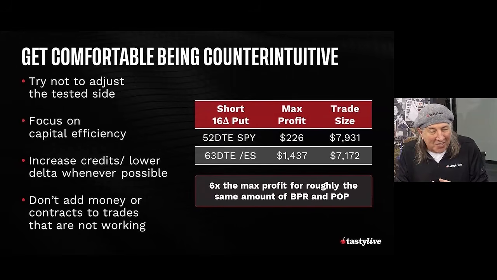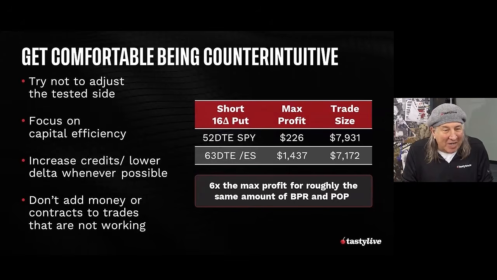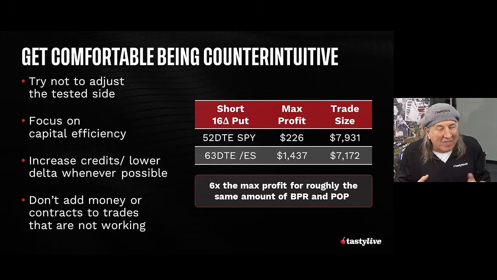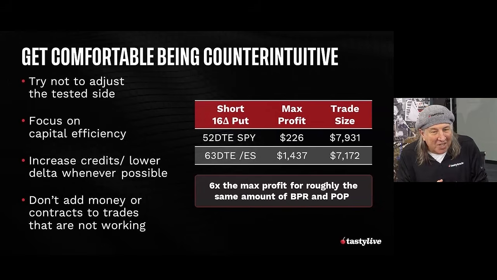There are great products at both exchanges. Everybody has different benefits. In the case of futures options, it's about capital efficiency. You can see here, for the same amount of money, you can make almost 7 times as much money. For the same $7,000 put up, 52 days in SPY or 63 days in the ES, there is $226 in max profit versus $1,400 in max profit. That's one of the advantages of understanding capital efficiency.